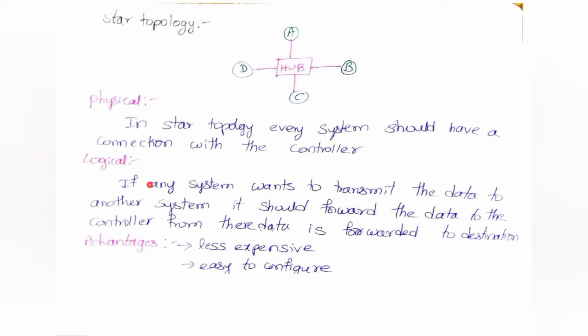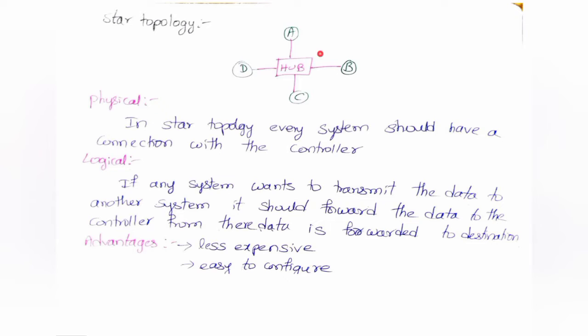And the logical behavior of the star topology is, if any system wants to transmit data to another system, then it should forward the data to the controller. From there, data is forwarded to the destination. Suppose the system A wants to transmit data to the system C. Then it must transmit the data to the central hub, the central controller. Then the controller will transmit the data to the destination device.